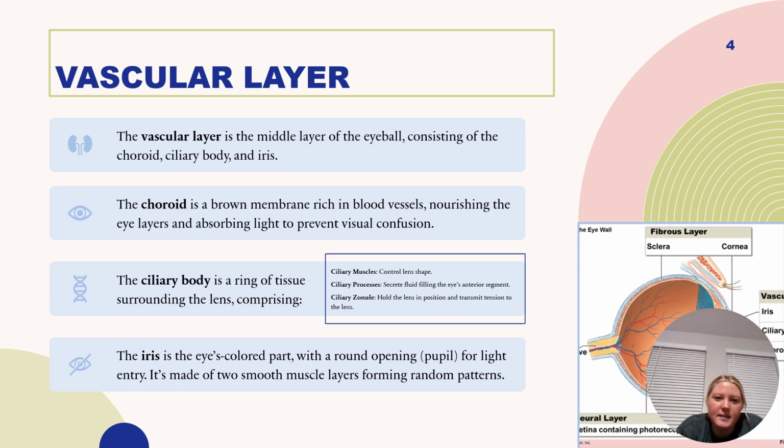And then there is the iris. It's the colored part of the eye. It is the most anterior portion of the vascular layer. It lies between the cornea and the lens and is continuous with the ciliary body posteriorly. It is round, with an opening that allows the light to enter the eye. It's made up of two smooth muscle layers of elastic fibers that intertwine in random patterns.